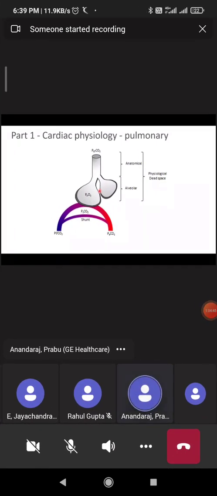The intrinsic PEEP and the auto PEEP in R860. So the auto PEEP will do exactly this thing. This is why we are scared of auto PEEP. This is why we don't want auto PEEP.